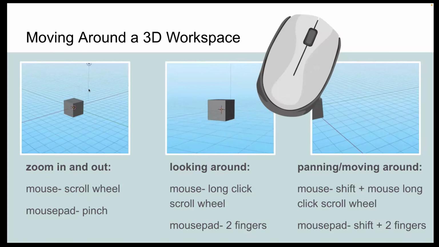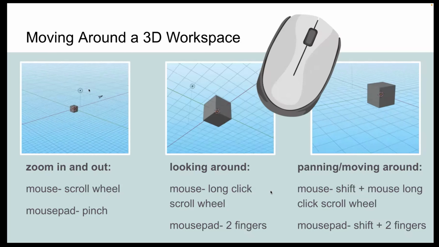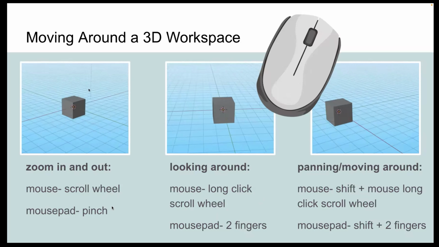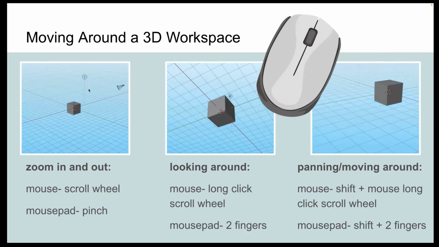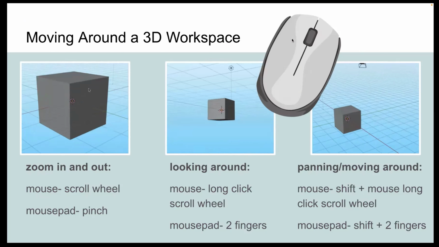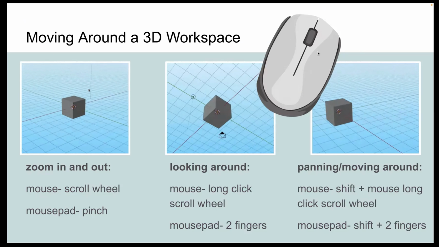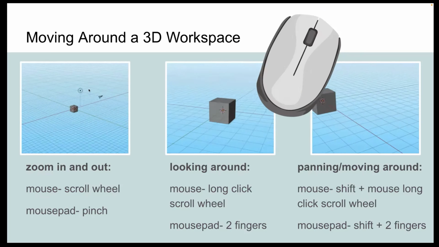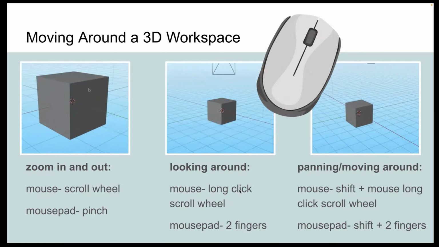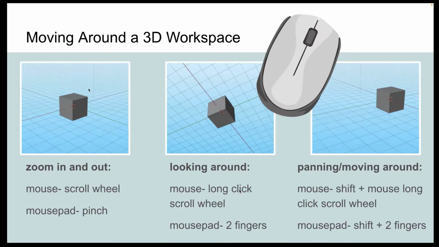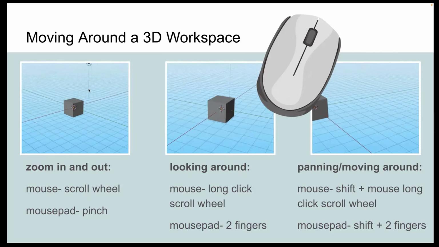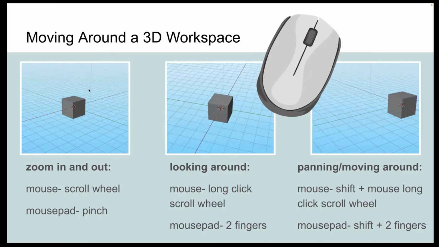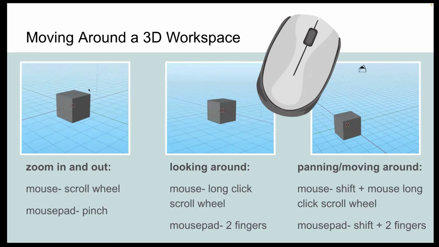If you have a mouse, it makes navigating Blender a lot easier. To zoom in and out, you can use the mouse scroll wheel. And if you're using a mouse pad, you can pinch with 2 fingers like you normally zoom in and zoom out. To look around, you can click on the scroll wheel if your mouse can do that, and then move it around, and you can look around, but you're looking at the same thing, or in the same position.